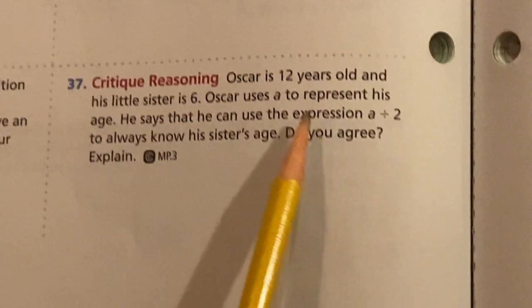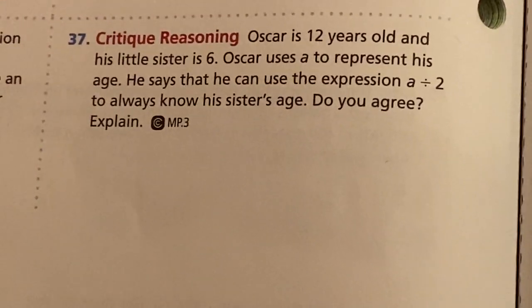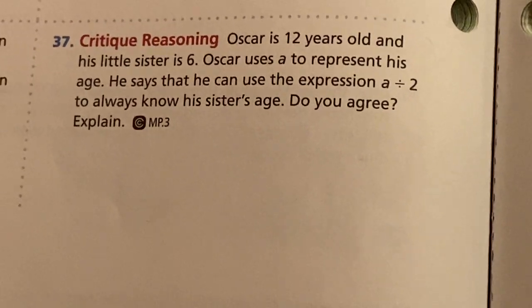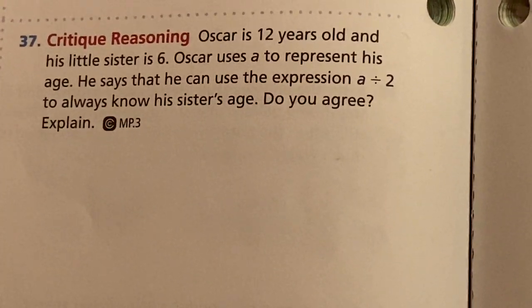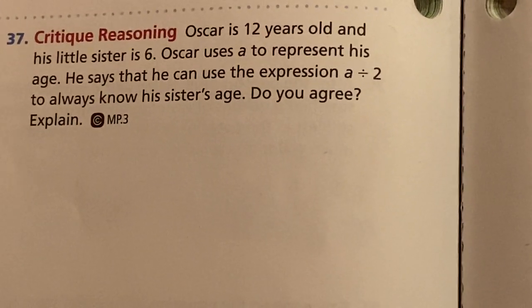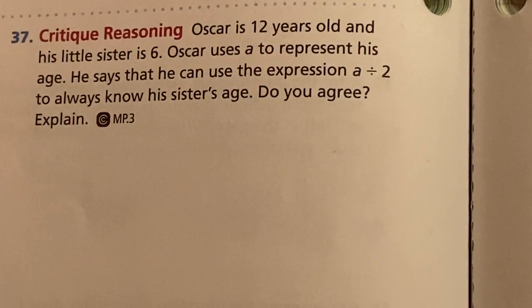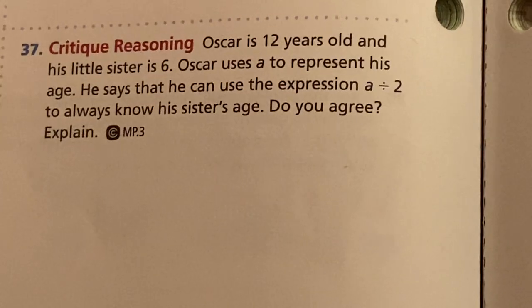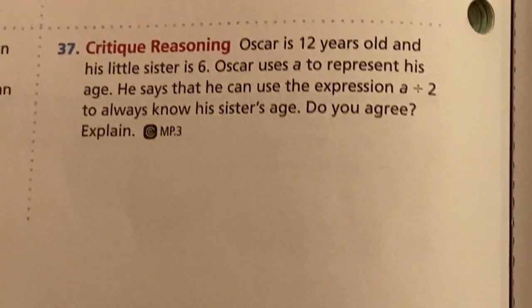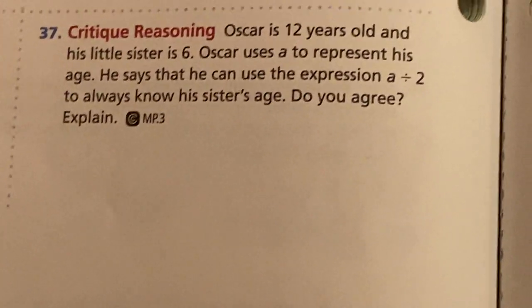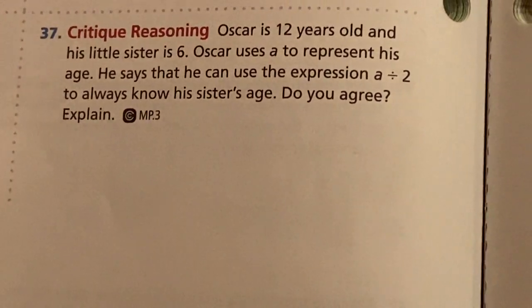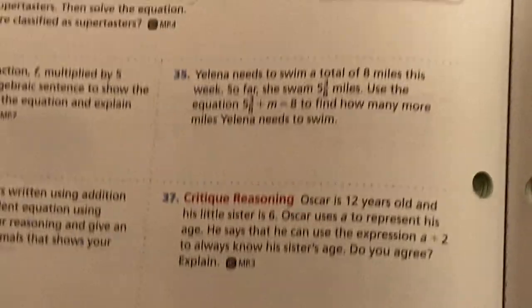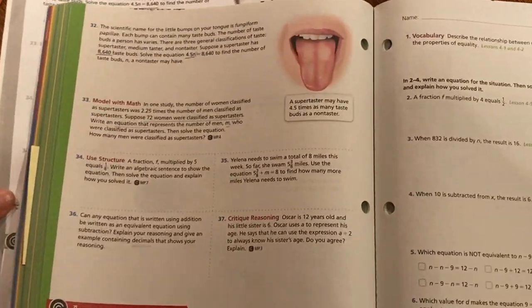Critique reasoning. Oscar is 12 years old and his little sister is 6. Oscar uses A to represent his age. He says that he can use the expression A divided by 2 to always know his sister's age. Do you agree? Explain. Pause the video here and solve those, and come back and we'll check your answers.